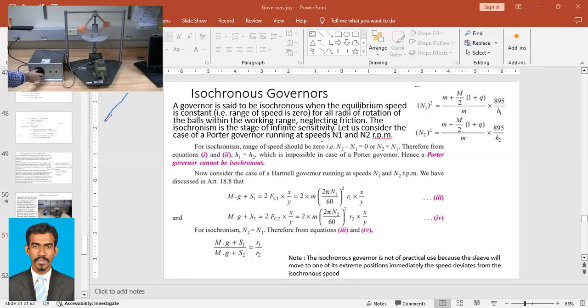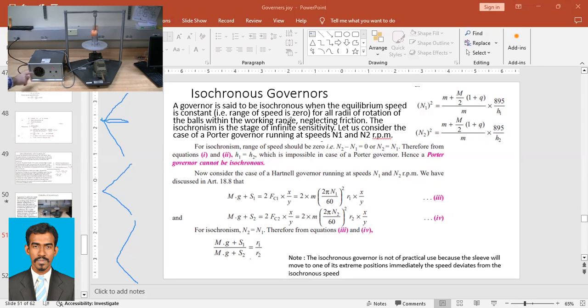So say for example, this is a governor and it is rotating at a particular speed, and here is our ball. We know what the range of speed is, some velocity minus another velocity, n2 minus n1. So for a particular speed, we can't have 2-3 lifts or 2-3 radiuses, for all radius of rotation of the balls within the working range, neglecting the friction. For every speed, there should be a particular radius.